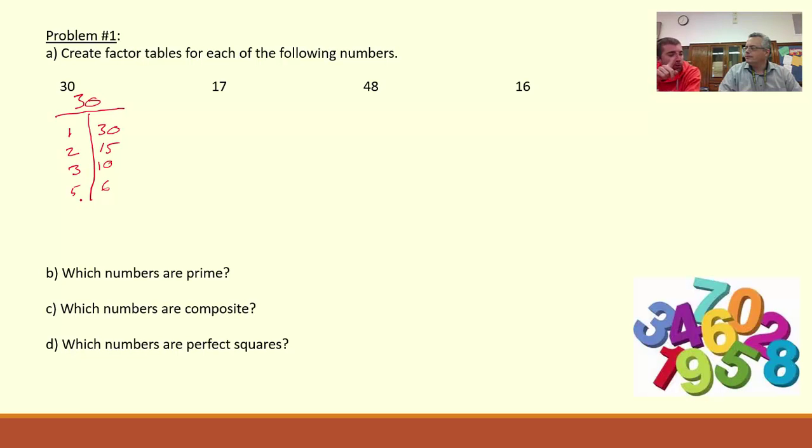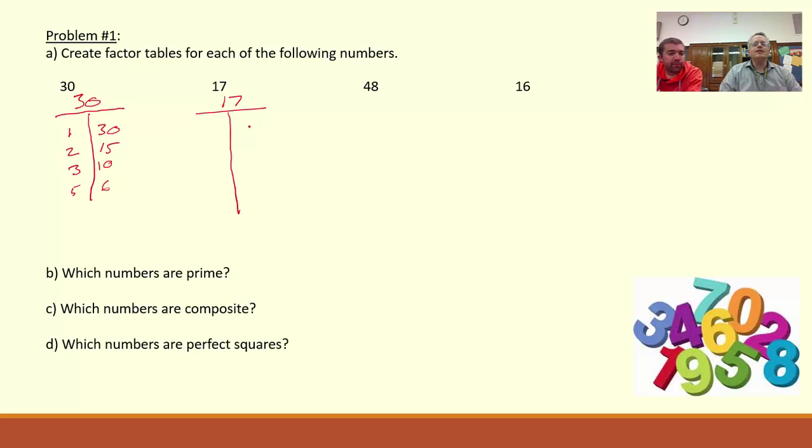You stop when you loop back around. If I went to 6, I already have 6. There's another rule too, but that's good. So we stop when we start getting repeats.